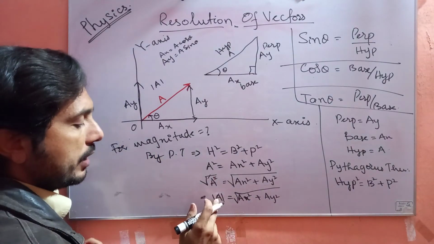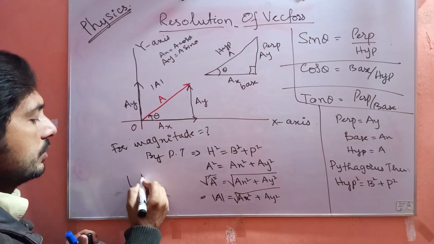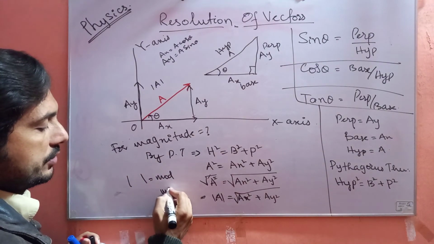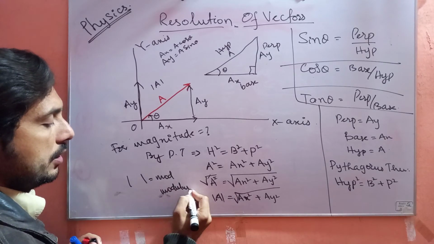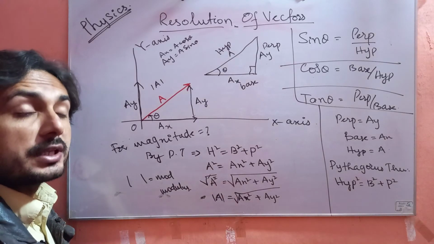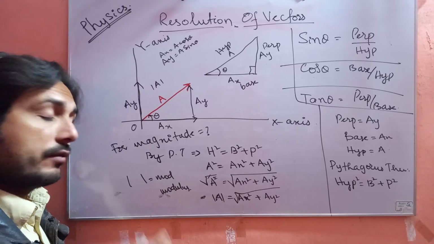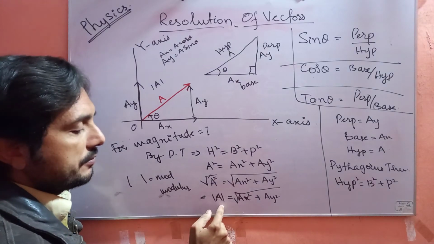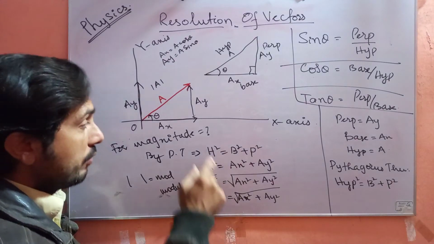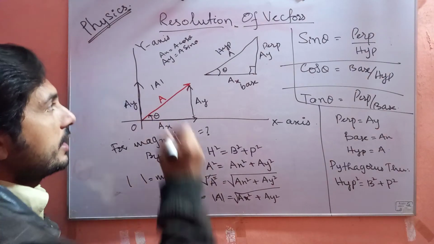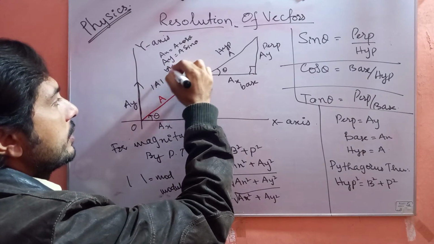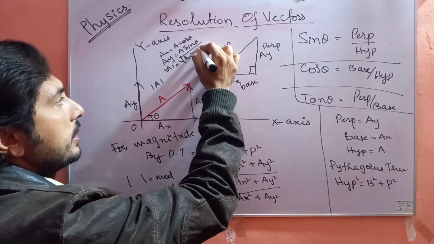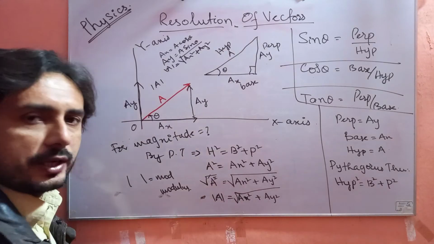For the magnitude, you can put these two lines, which are used for the mod, or you can say the modulus. This mod or modulus means the magnitude of anything written in the middle of these two lines. So this is the formula to find the magnitude of this vector. I'm just writing down here: A is equal to the square root of Ax square plus Ay square.